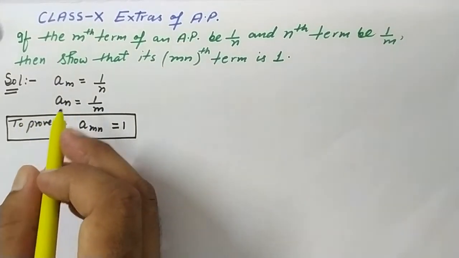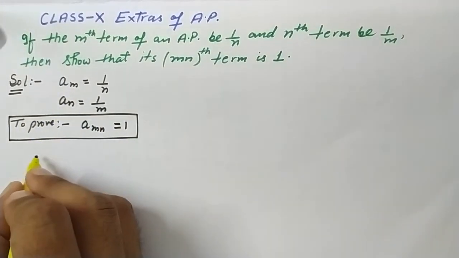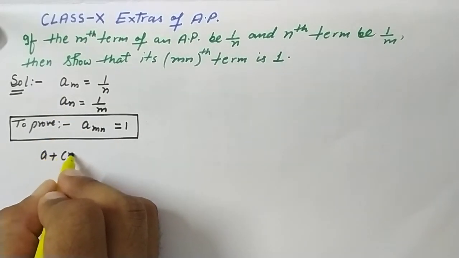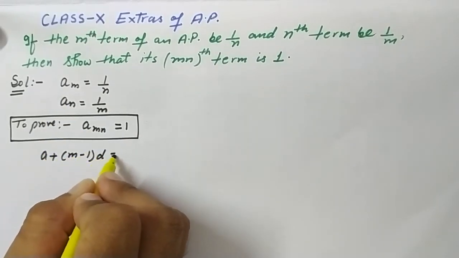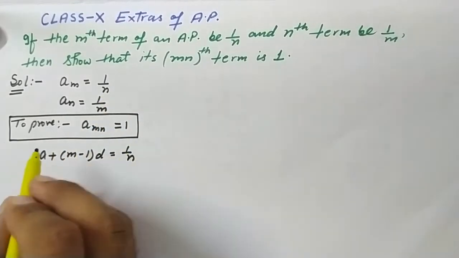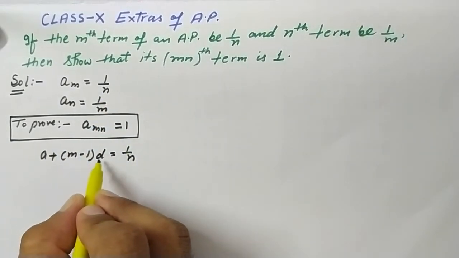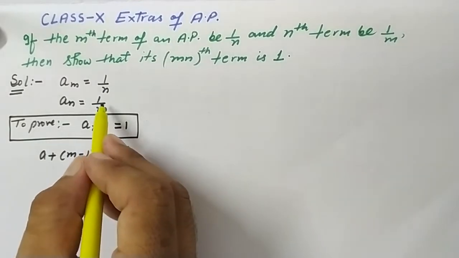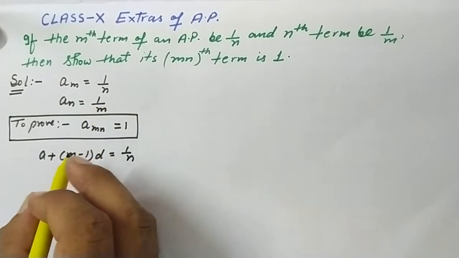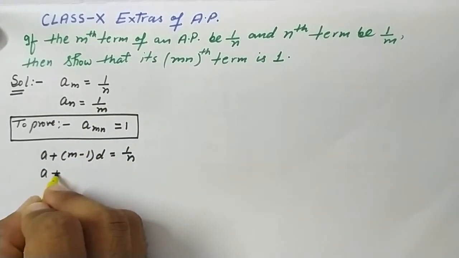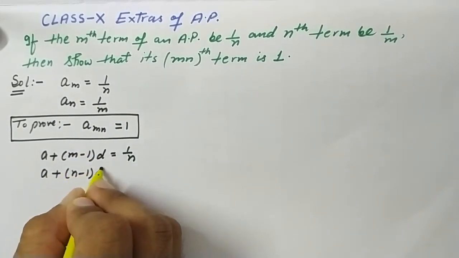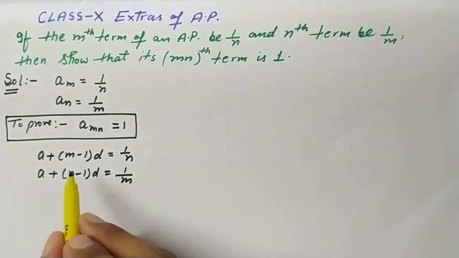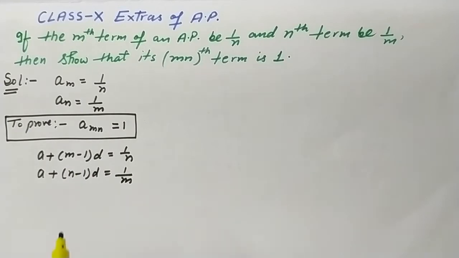So am means a plus m minus 1 d. We have a formula. Am is a plus m minus 1 d is equal to 1 by n. So here a is the first term and d is the common difference of the AP. Okay, so now the second equation becomes an is 1 by m, means a plus n minus 1 d, that is 1 by m. Now we'll solve these two equations by elimination method.